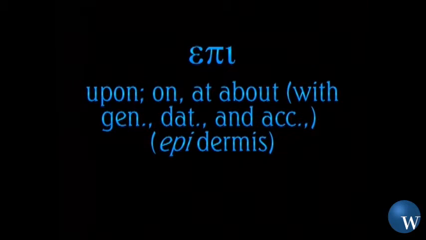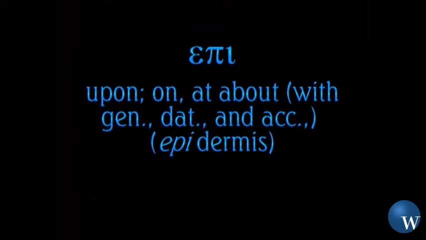And this is a preposition that's found with 3 cases, meaning upon, on or at or about with the genitive, dative, and accusative. You might find it in any of those particular forms. So on or at or about with the genitive, dative, and accusative. In other words, in just that order. On with the genitive, at with the dative, and about with the accusative.